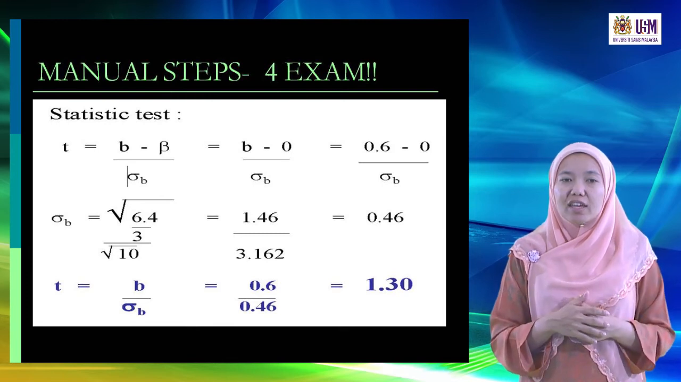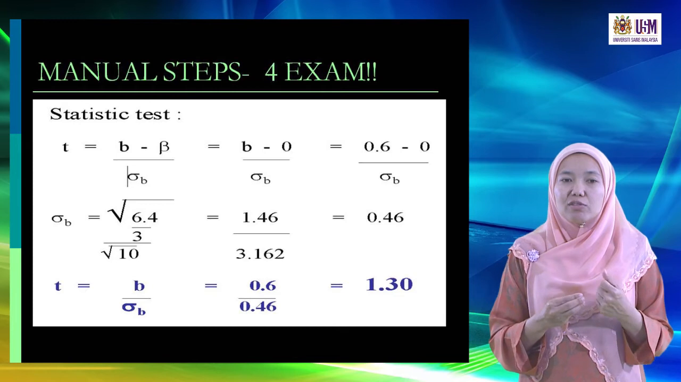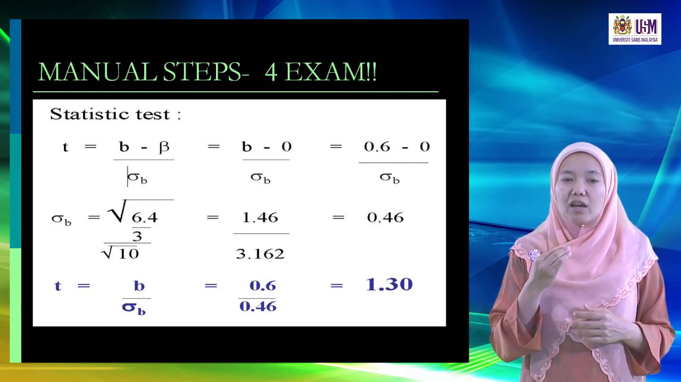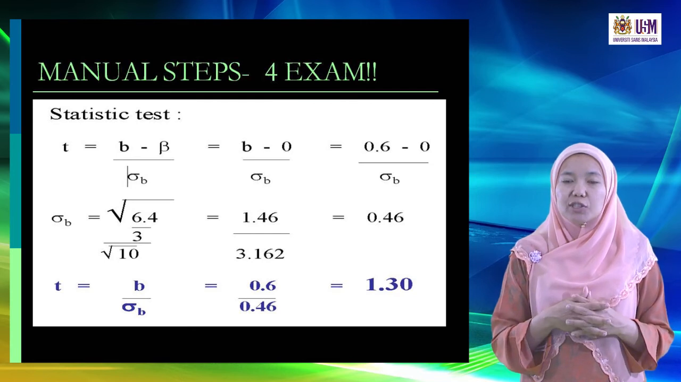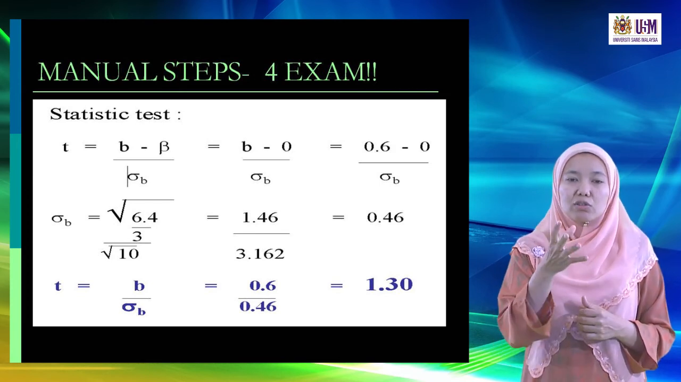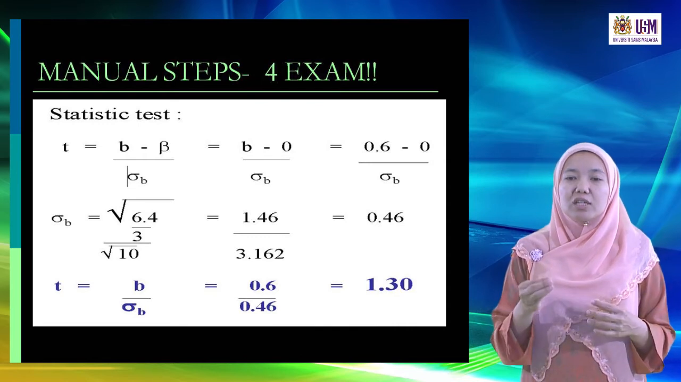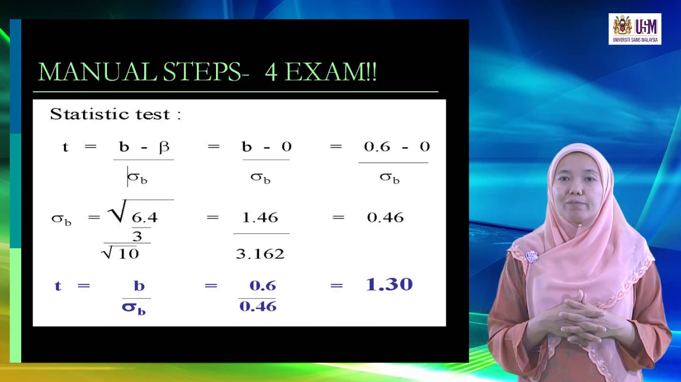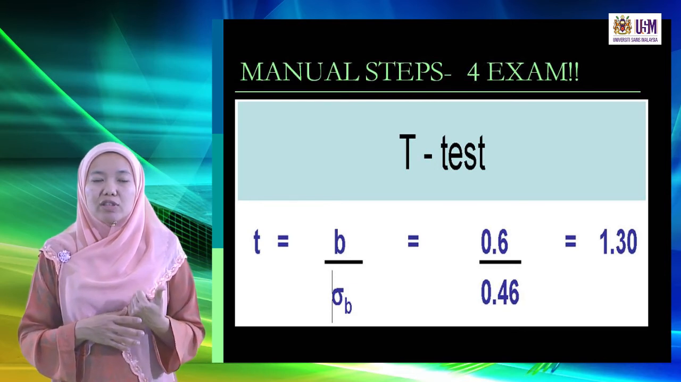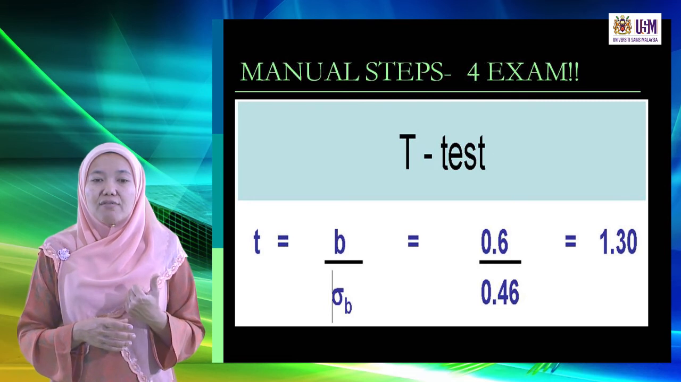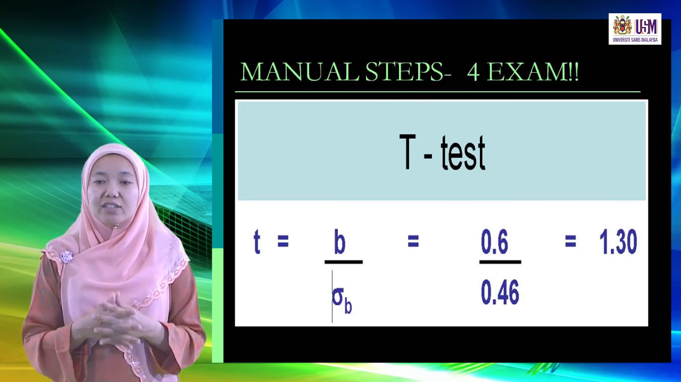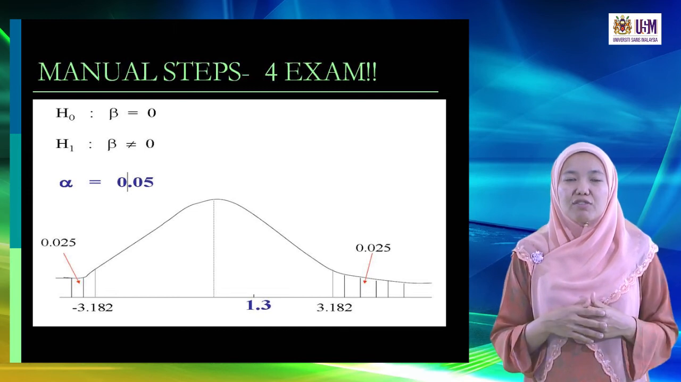Okay, for the test statistic, the t value, you slot in the values that you have from the tables. You should be able to get your t equals your estimated b1, which is the coefficient of your regression equation, 0.6. The variance for beta 1, which is 0.46, is already shown there, how you get 0.46. So t equals 1.3. For step 3 of the hypothesis testing, the test statistic value using the t distribution is beta 1 divided by the variance for beta 1, so 0.6 divided by 0.46 equals 1.30.